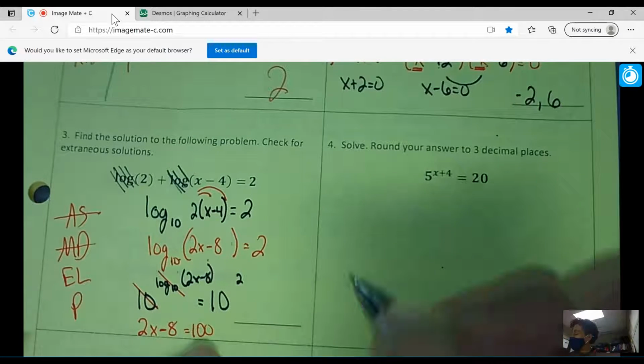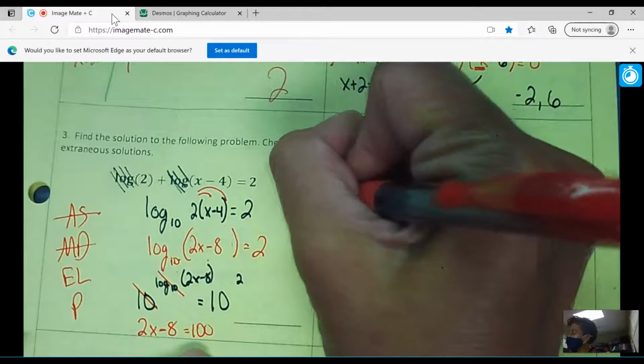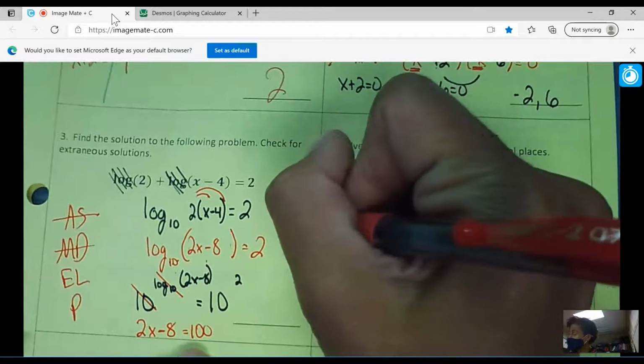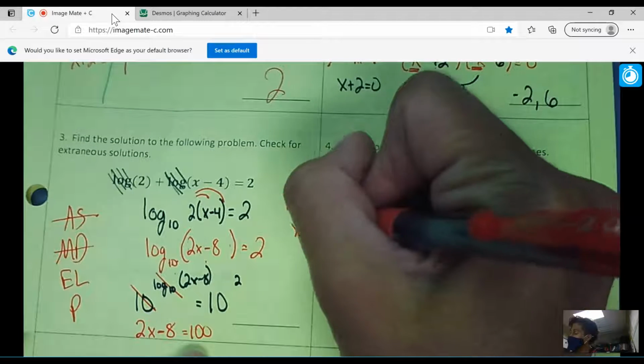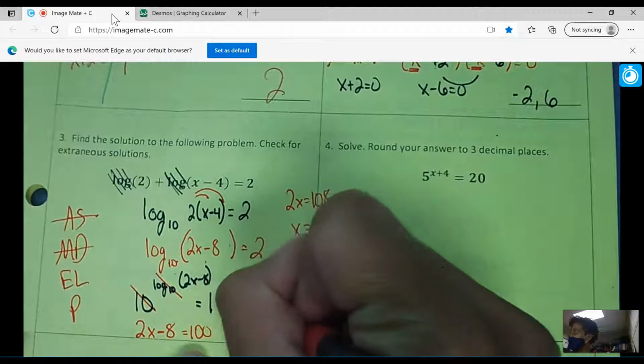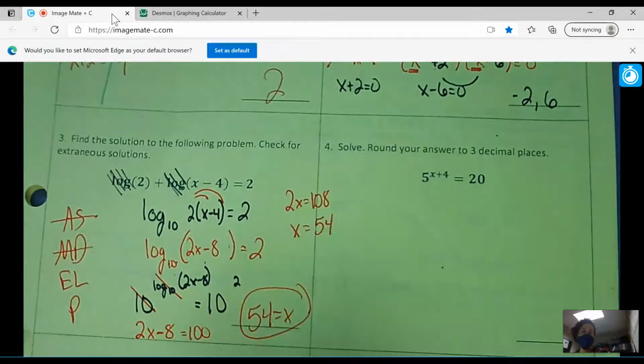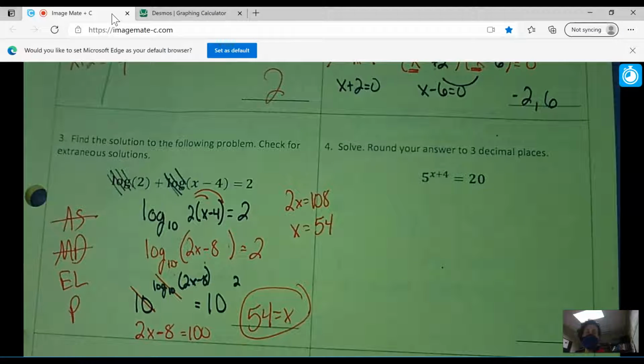So from there, I'll add 8. And then I'll divide by 2. And when I'm done, I get 54 as my final answer. And just a reminder, most of the capstone is multiple choice, so just a quick heads up there.